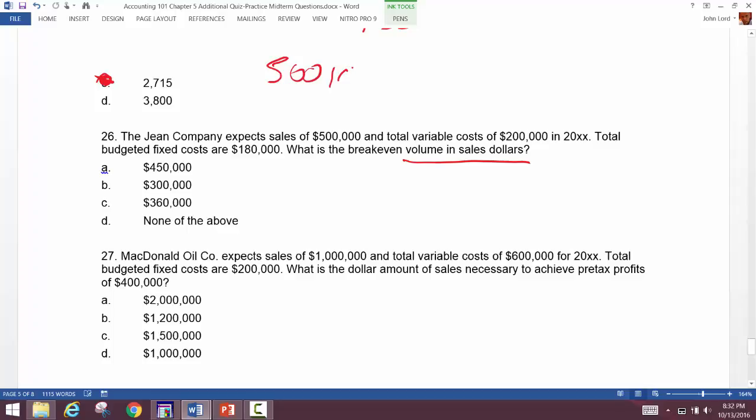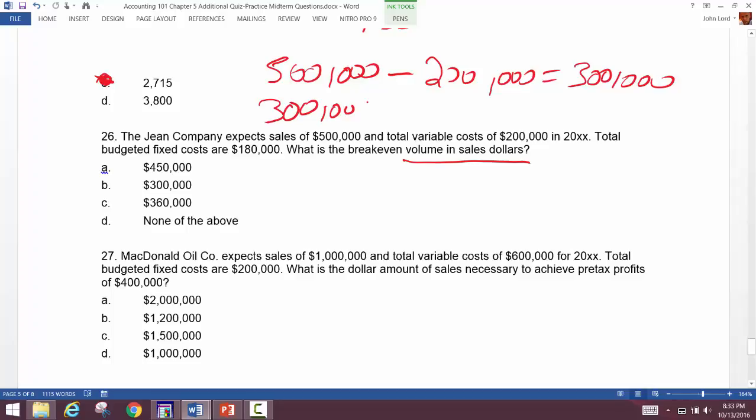Sales of 500,000 minus what? 200,000 variable cost means I have a contribution margin of 300,000, right? I take that 300,000, I divide that by 500,000. That gives me contribution margin ratio of 60%.